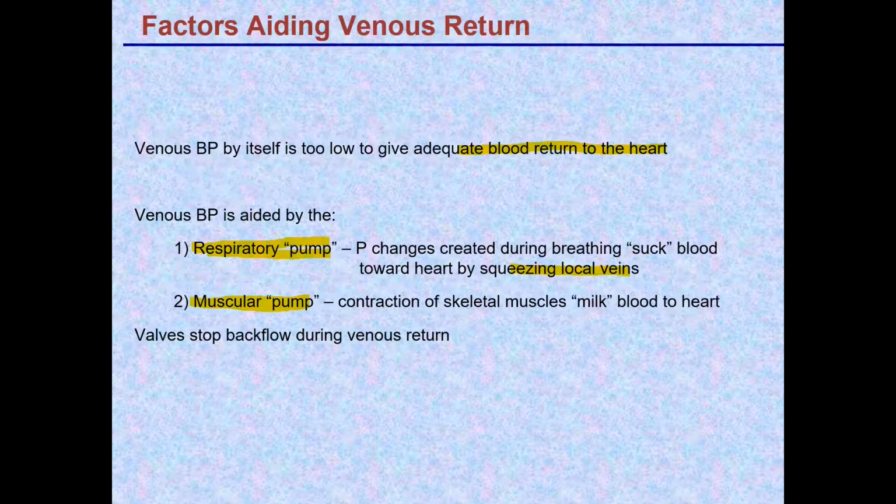Remember that if you squeeze a vein, the blood inside the vein can only go in one direction because there are valves at regular intervals along the vein that prevent backflow. So it can only move in one direction. When you squeeze it, it'll move forward due to the venous valves.